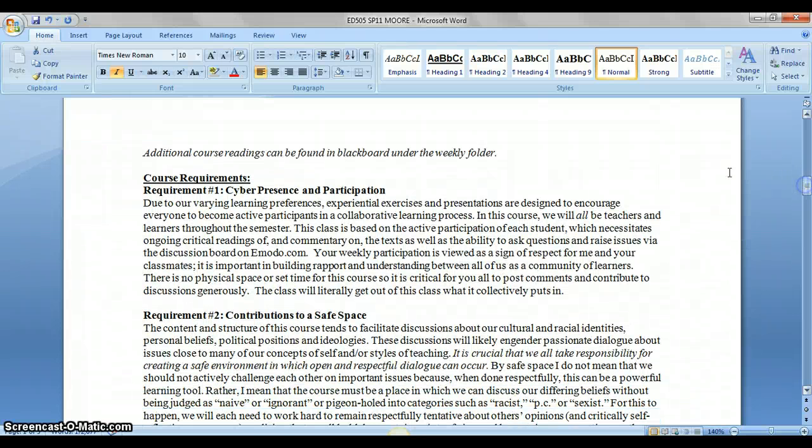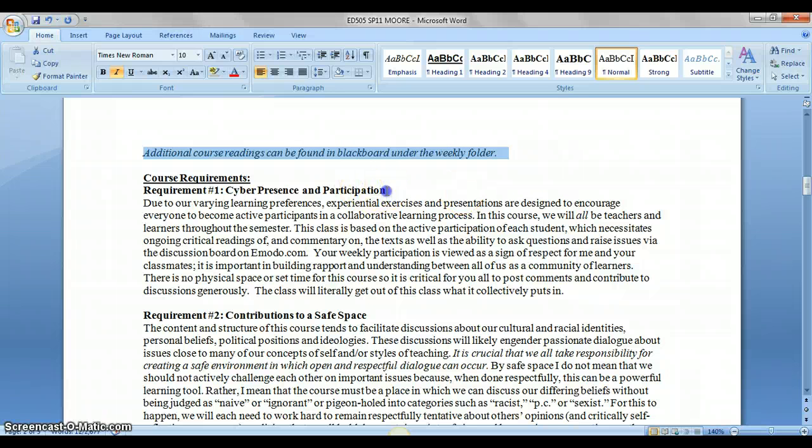One thing I wanted to highlight here is that all of our course readings beyond the book will be found in Blackboard. If you see something on the syllabus in the weekly assignments that's not a chapter from Tatum or Affirming Diversity, it will be something that's in Blackboard.